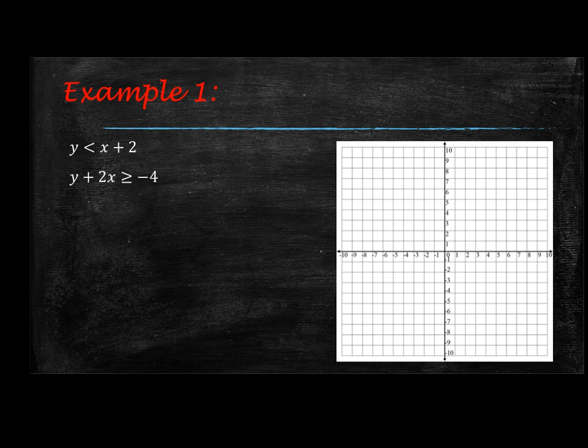In our first example we have y is less than x plus 2, and then we have y plus 2x is greater than or equal to negative 4. These are both linear inequalities, so this is going to be an example of two linear systems.